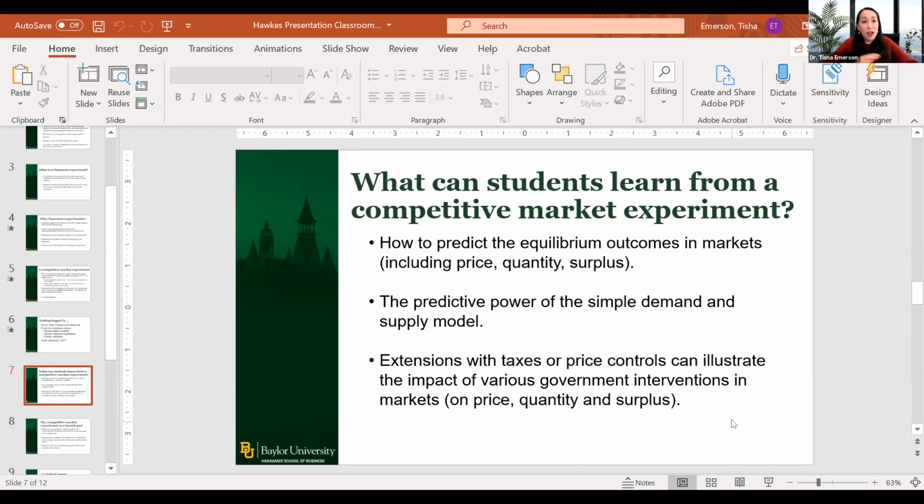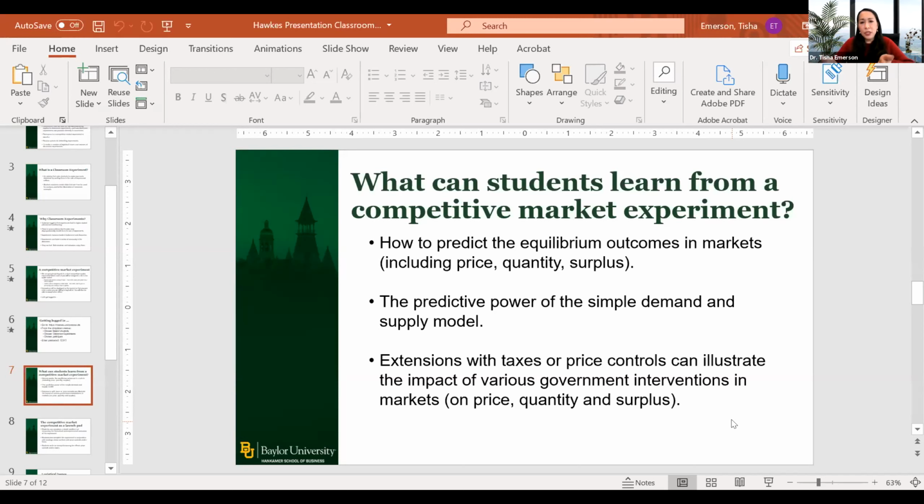So I love it. You can also do extensions though. So this simple competitive market experiment, you can add a price control, you could add a tax, and those are really helpful. I generally run the competitive market one week just before I start demand and supply, then I talk a bit about demand and supply. And then just before I do price controls, I will usually do a minimum wage experiment. Students really love that one, to illustrate price controls.